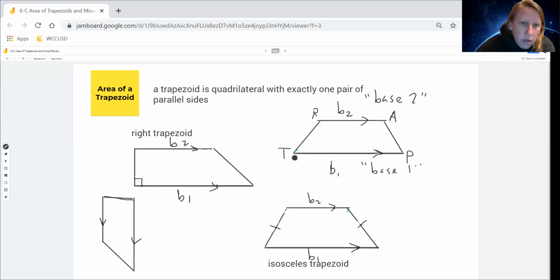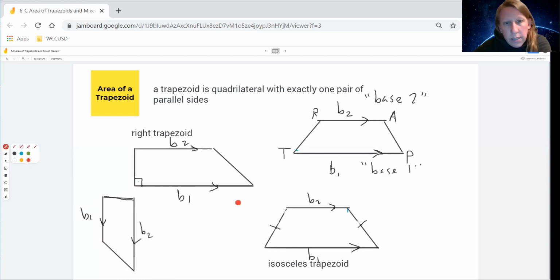Where are the bases on this one? Is this the base? Just because it's at the bottom doesn't mean it's the base. The bases in the trapezoid are the ones that are parallel. So in this orientation of this trapezoid, these are the bases. I could call this base 1 and this base 2. Okay, and we need that information in order to find the area. The bases are going to be an important part to finding the area.